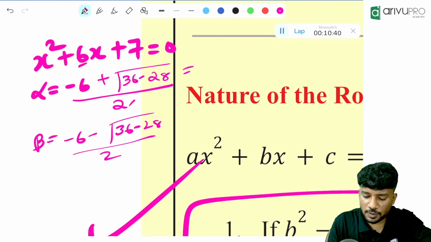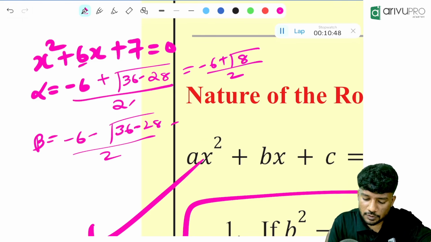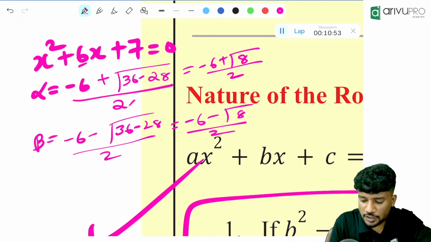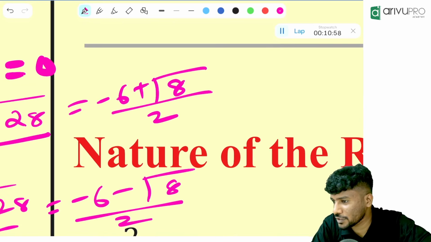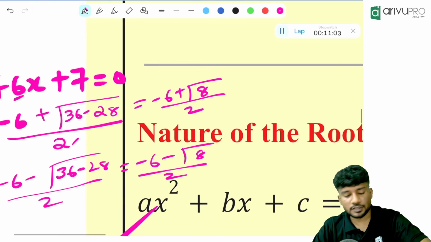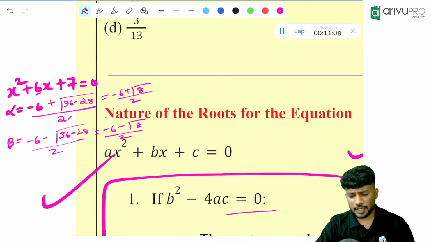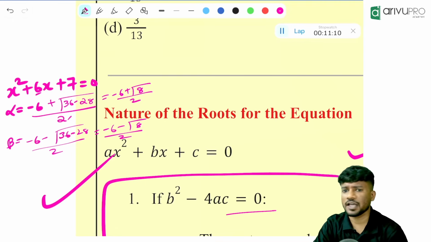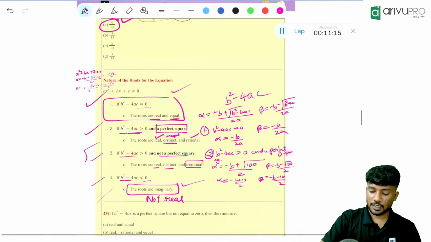Now alpha is how much, people? Minus 6 plus root of 36 minus 28, which is 8, divided by 2. This will become minus 6 minus root of 8 divided by 2. If you ask me, is 8 a perfect square? No, 8 is not a perfect square. 4 is a perfect square. Then 9 is a perfect square. So it will look like this. Understood, Soumya? Yes. If you want to solve much better, you can use a calculator and get the exact value and all. That is not required now. I'll show you a question where it is required also.